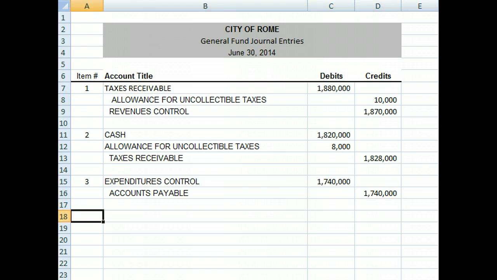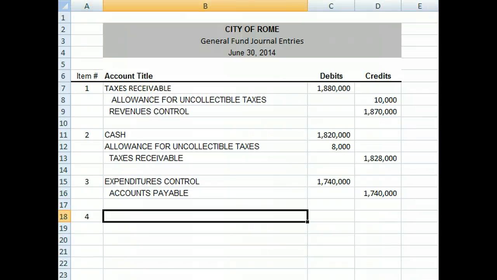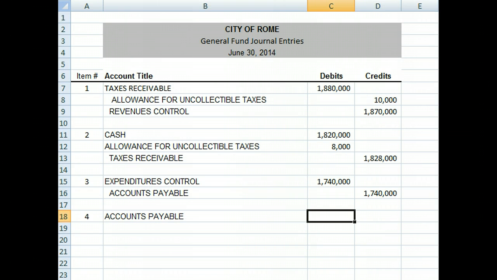If we also look at accounts payable, we will see that we have a debit for $1,852,000. The way you reduce your accounts payable is by using your cash.